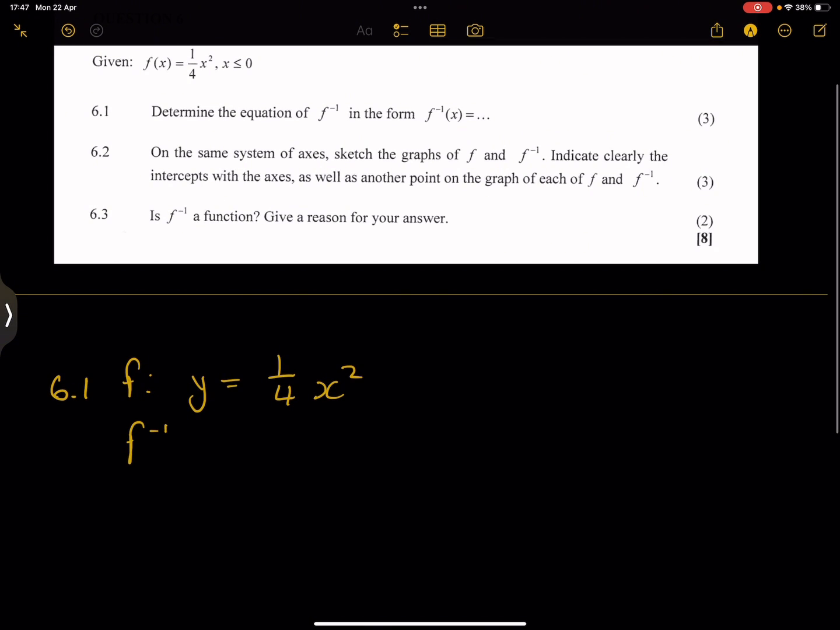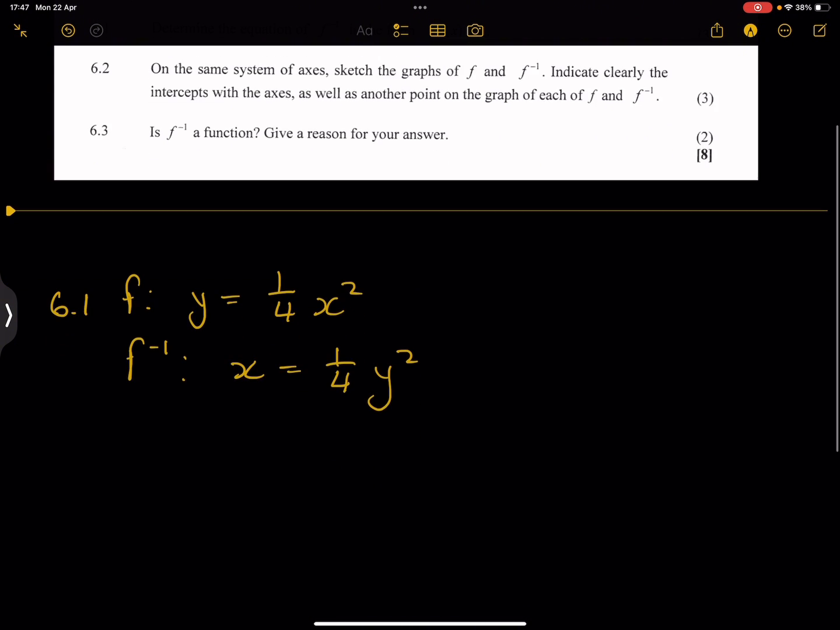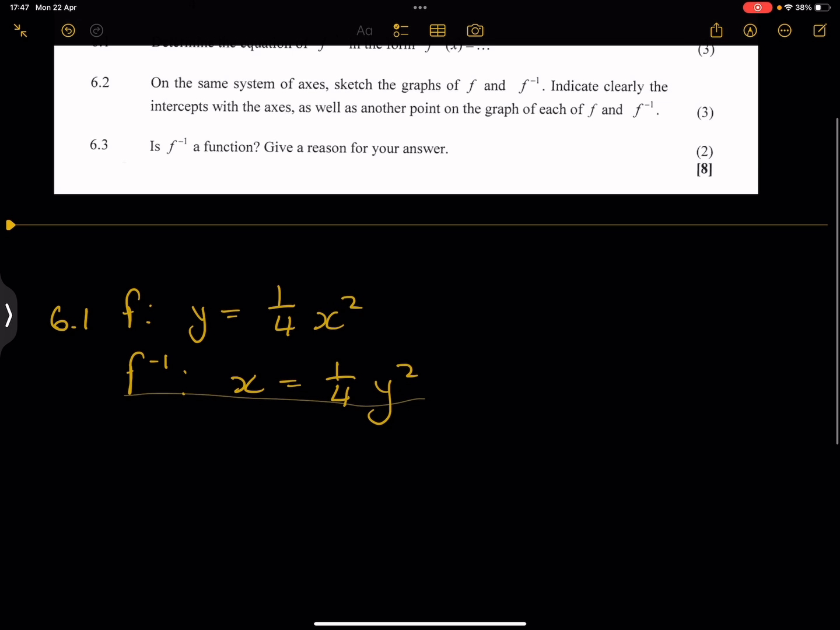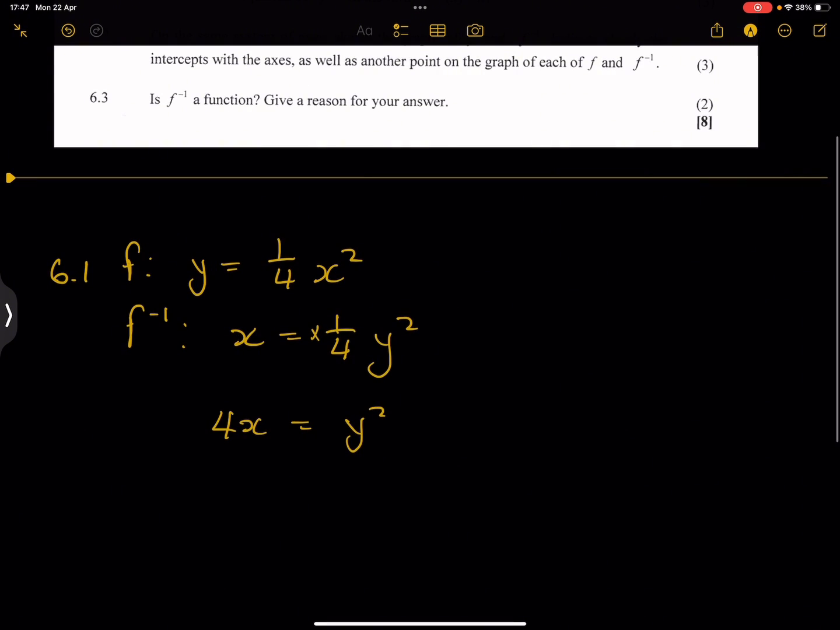Now, the inverse of that would be x is equal to 1 over 4 y squared. So let's try and simplify that. If I multiply both sides by 4, that will be 4x is equal to y squared. And if I wanted to take y, that will be equal to plus minus the square root of 4x. So I'll take the square root there. Remember, if I take the square root on both sides, I have to say plus or minus there.